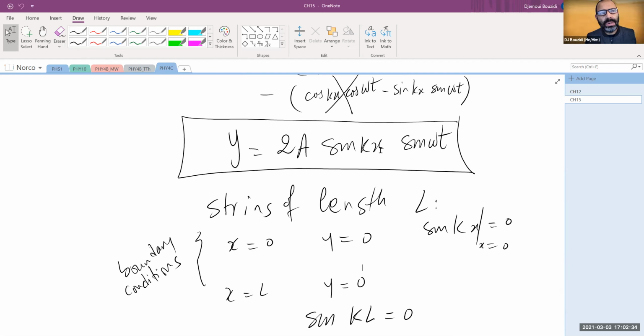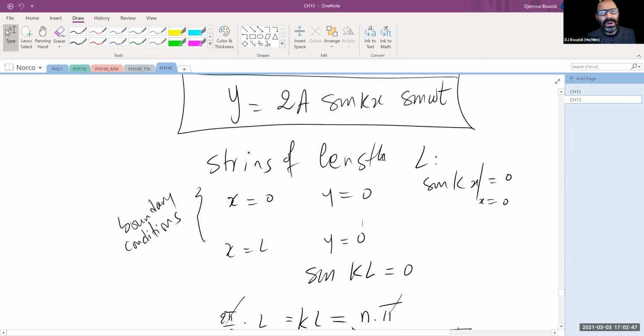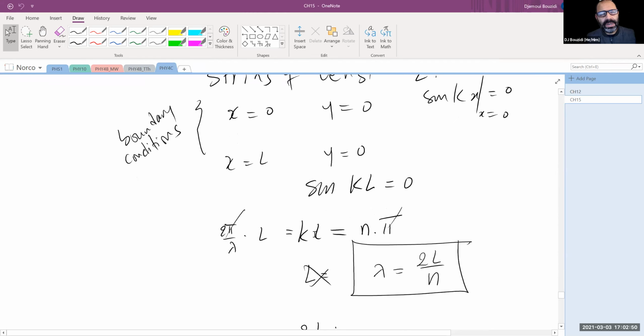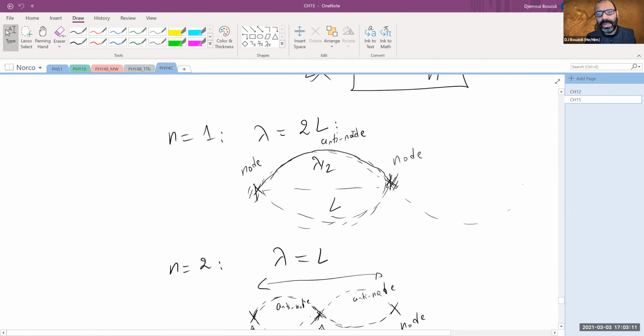Well, sine of kL equals 0 has many solutions. Namely, k times L can be pi, or 2 pi, or 3 pi, or any integer number of pi's. That is the essence of these modes, because the product of k times L is n times pi, where n can be any number from 1 up. It cannot be 0, because then I would have no wave at all. So n equals 1 is a mode, n equals 2 is another mode, and so on and so forth.